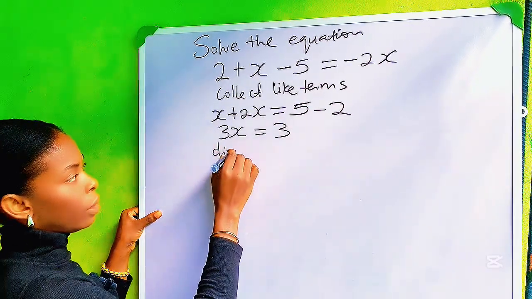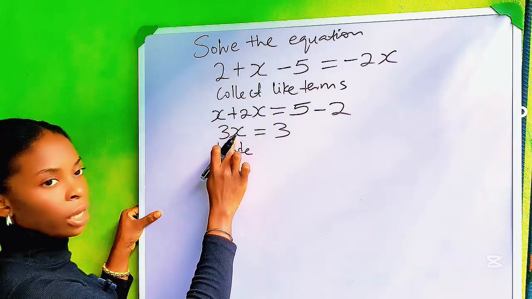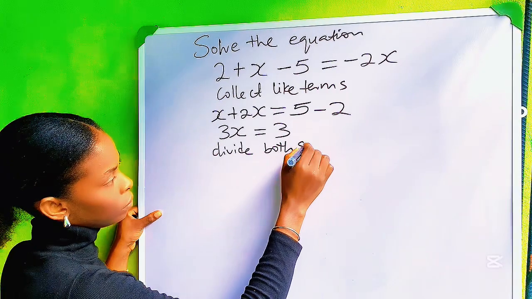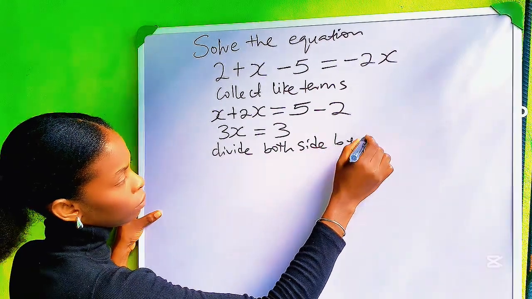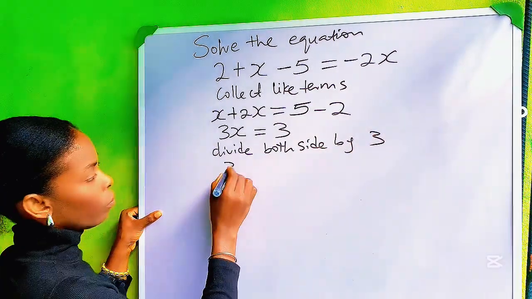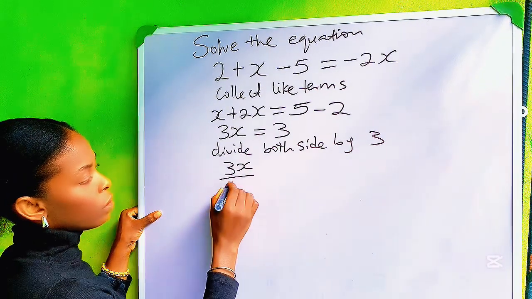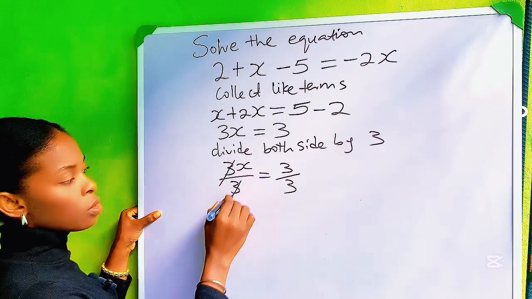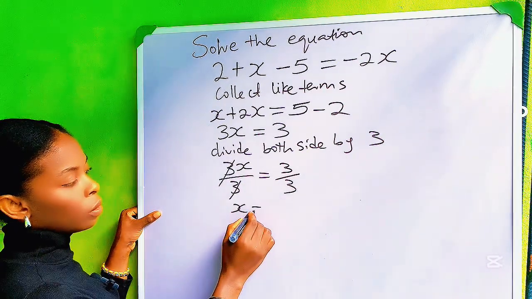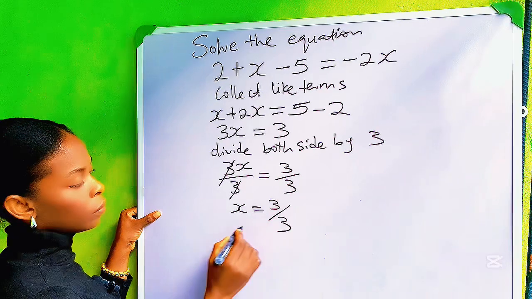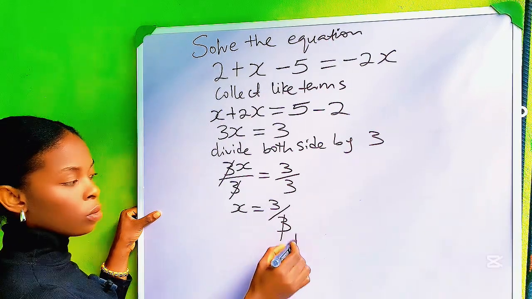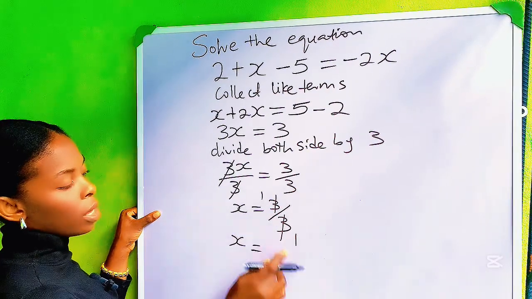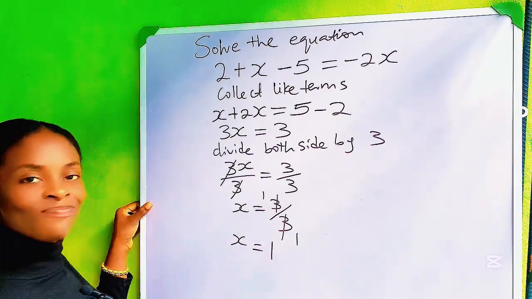We divide both sides by the coefficient of x, which is 3. So we have 3x over 3 equals to 3 over 3. 3 will cancel 3 to remain x equals to 3 over 3. 3 into itself is 1. 3 into itself is 1. Therefore, our x is what? 1. Bye.